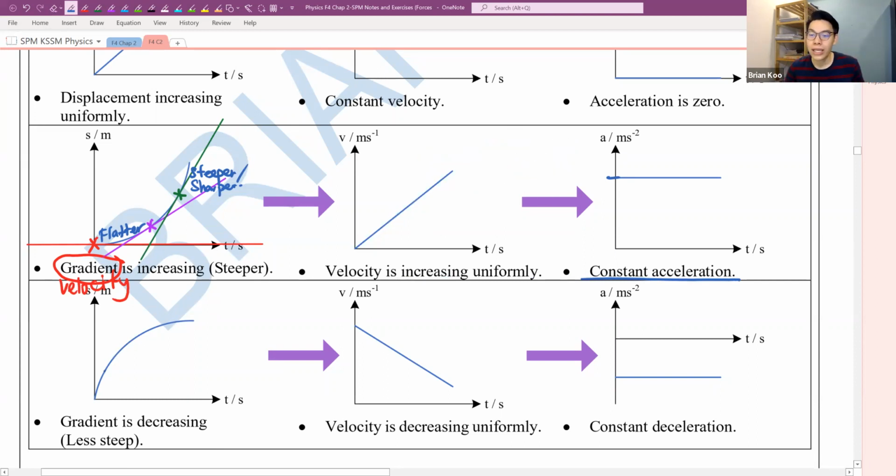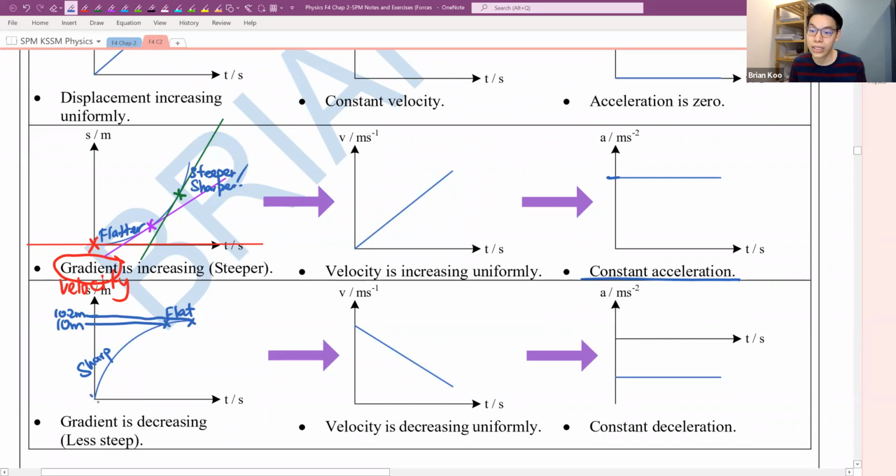So this one means it's slowing down. At first you walk very fast, very sharp, or very steep, and then after that it becomes flat. That means here, let's say you walk until 10 meter. Here, let's say you walk until 10.2 meter. So it becomes very, very slow. It increases very slowly. That means you're slowing down already.